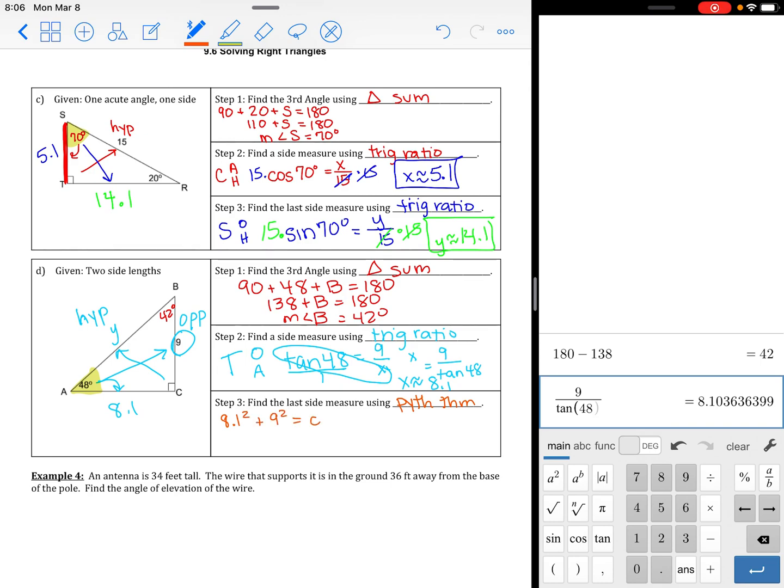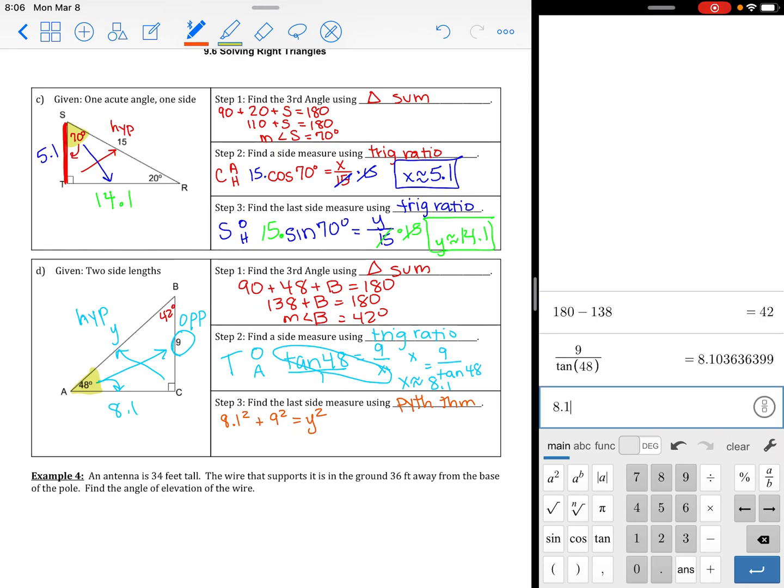So here's what it looks like whenever we set it up. I'm going to use y for that side measure. So 8.1 squared plus 9 squared equals y squared. So let's go in and do the 8.1 squared plus the 9 squared. Right, and so that gives me 146.61, which is y squared.